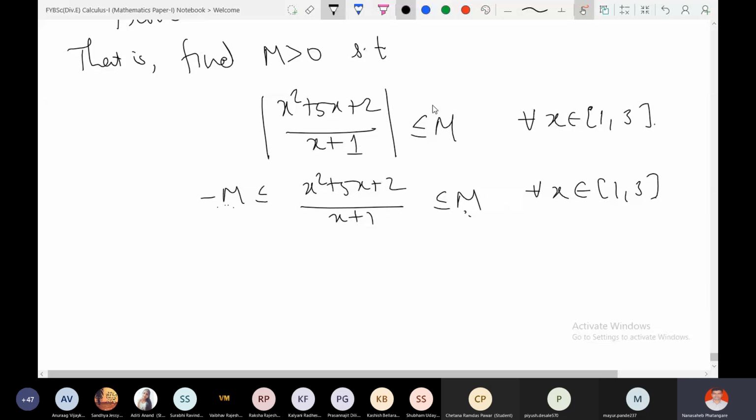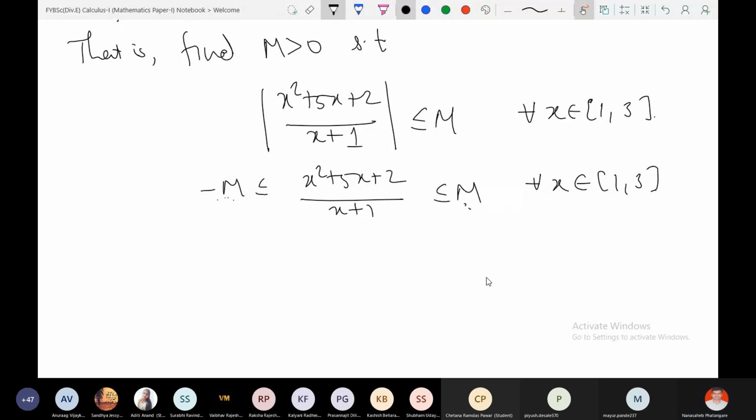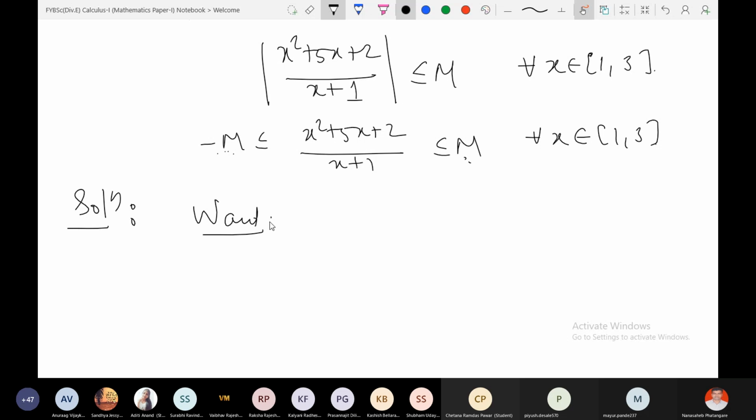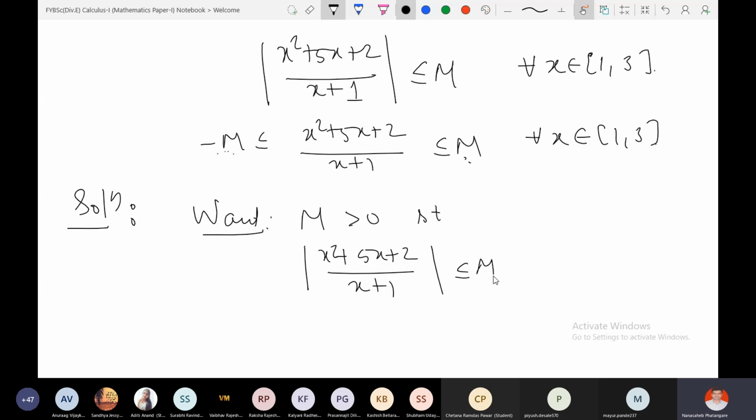So how to produce such a number m? What we want is m such that the absolute value of (x square plus 5x plus 2) upon (x plus 1) is less than or equal to m for all x in [1, 3]. This is what we want.